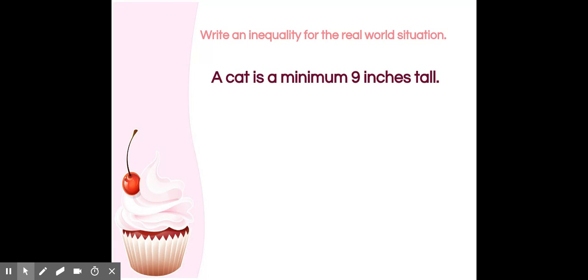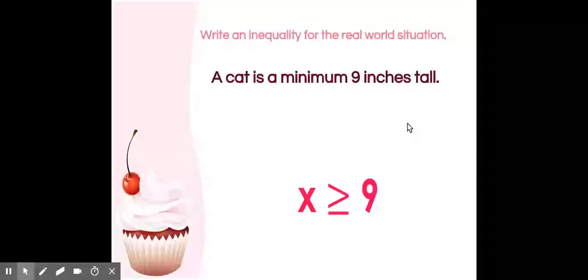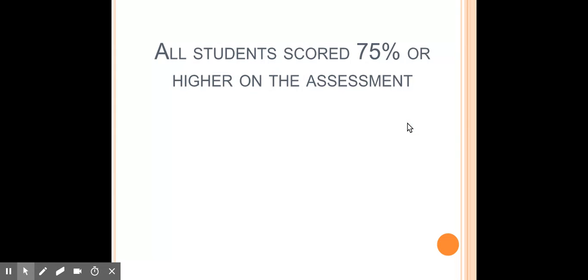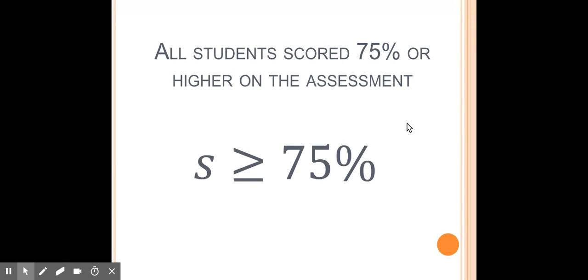The cat is a minimum of 9 inches tall. X is greater than or equal to 9. Minimum means that's the shortest these cats can be. They can be any taller. All students scored 75% or higher on the assessment. S is greater than or equal to 75%.